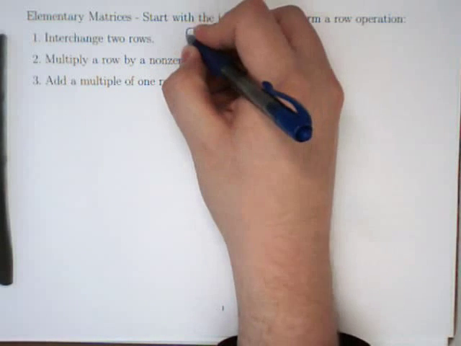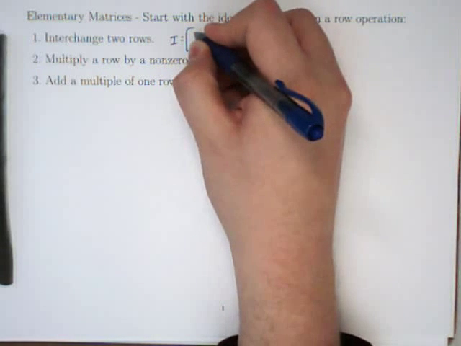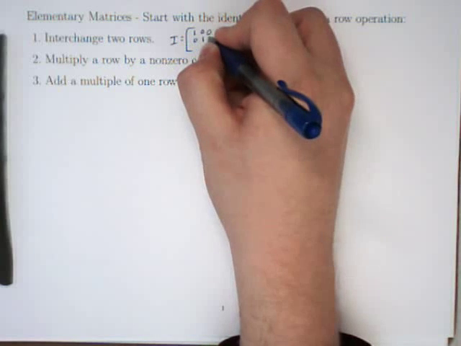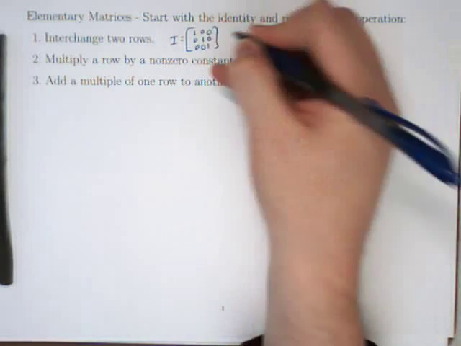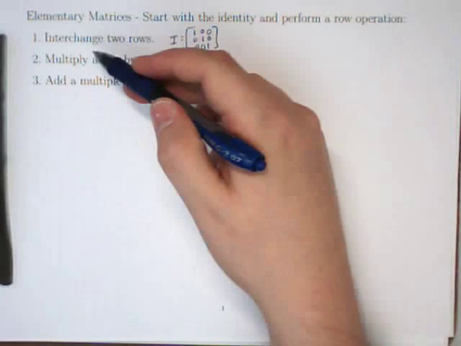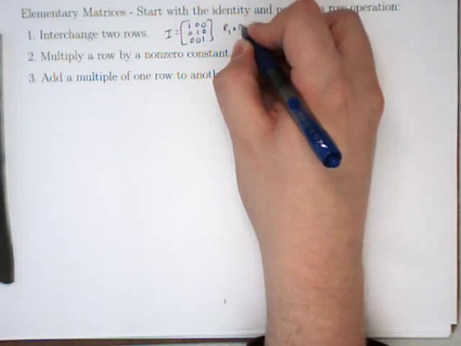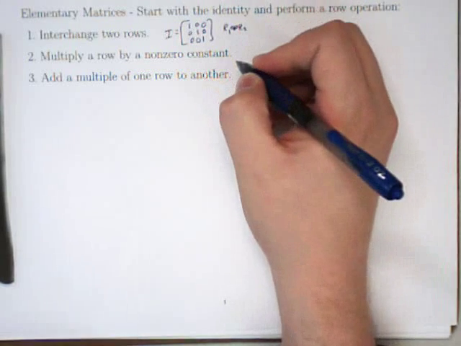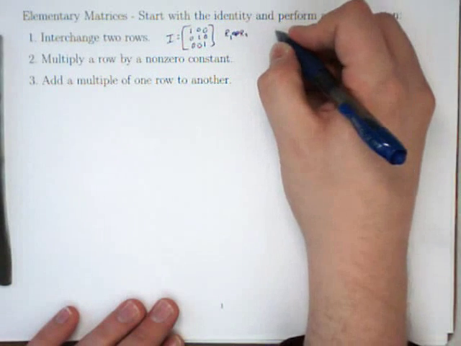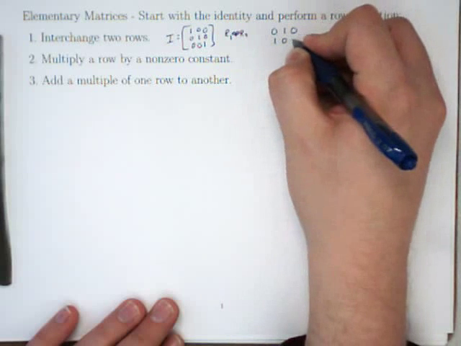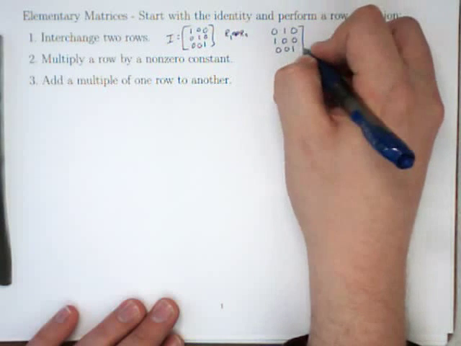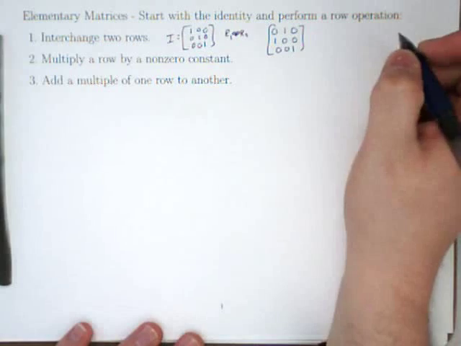We start with the identity. So the identity, we'll just work with some 3 by 3s. This idea works on any size matrix. But you start with the identity, and now you could interchange 2 rows. So if I interchanged row 1 and row 2 and swapped them around, then I'd get 0, 1, 0, 1, 0, 0, 0, 0, 1. This is an elementary matrix.